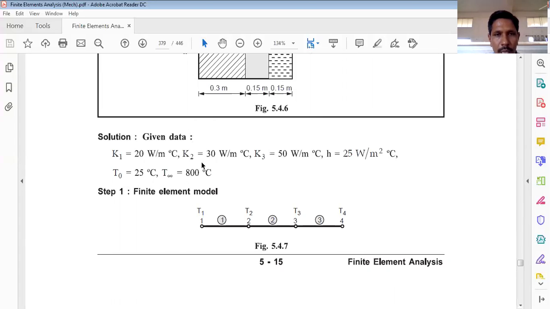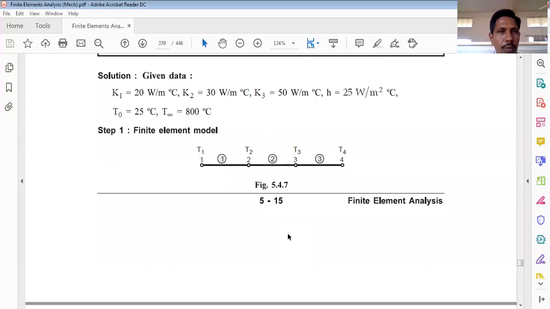So the first step in finite element formulation is the discretization of the given problem. There are three elements. Between node 1 and node 2 there is element 1. Between node 2 and node 3 it is the second element, and between node 3 and node 4 it is the third element. The temperatures are assumed as T1, T2, T3, T4 corresponding to nodes 1, 2, 3, 4.